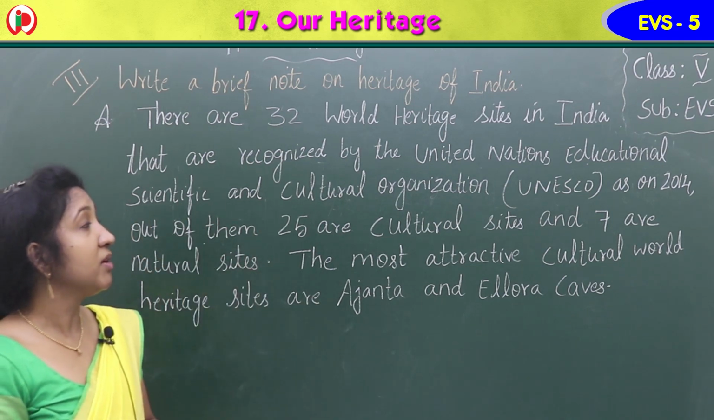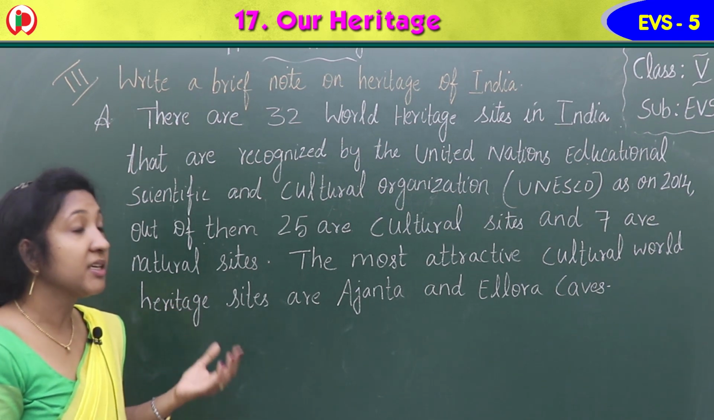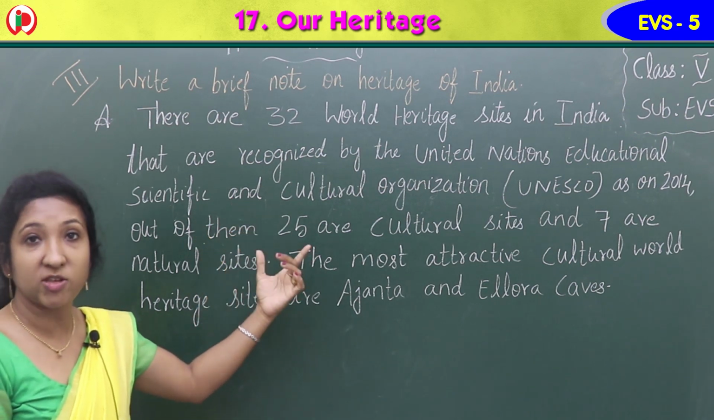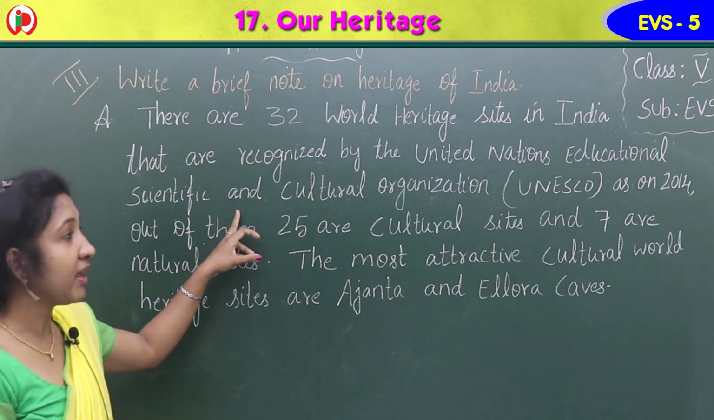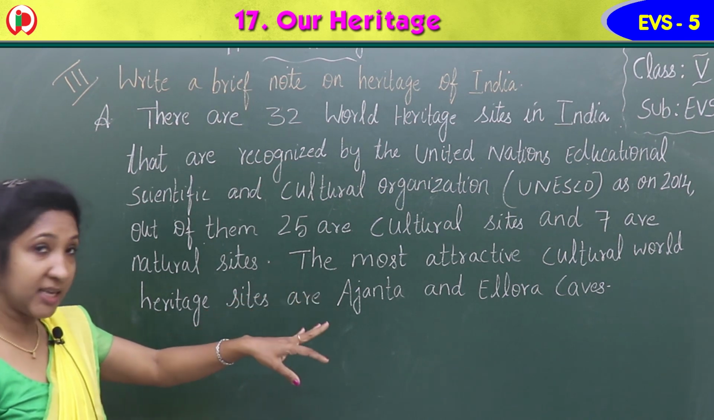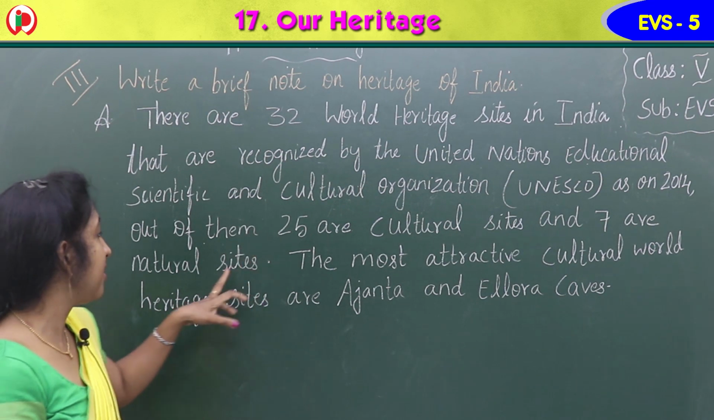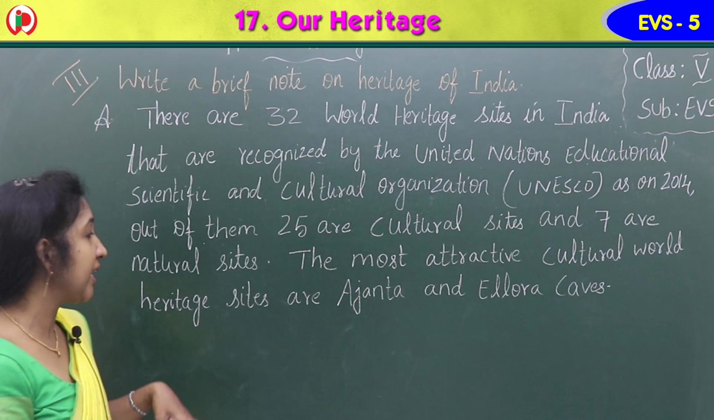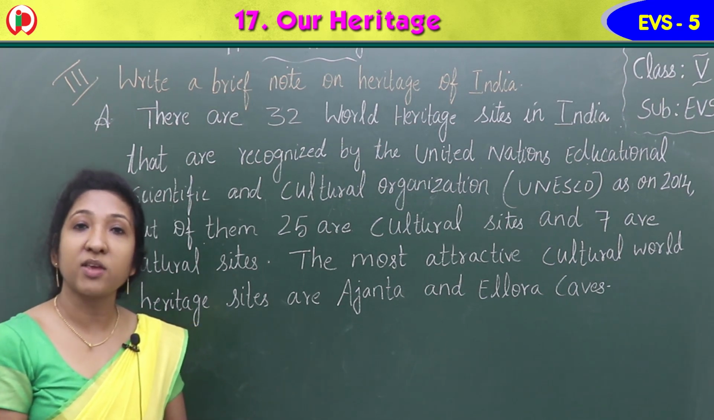There are 32 World Heritage Sites in India that are recognized by the United Nations Educational, Scientific and Cultural Organization. See the spelling properly, spell it and write, okay? UNESCO, in bracket you have to write, as on 2014. Out of them, 25 are cultural sites and 7 are natural sites. The most attractive cultural World Heritage Sites are Ajanta and Ellora Caves, okay?